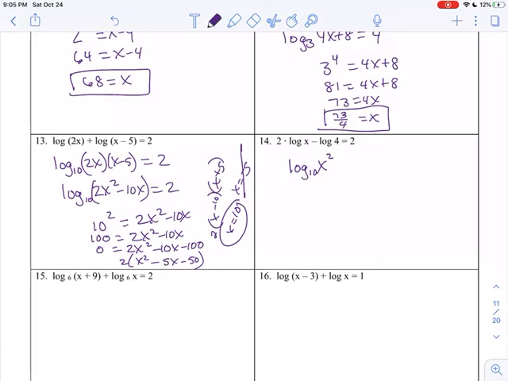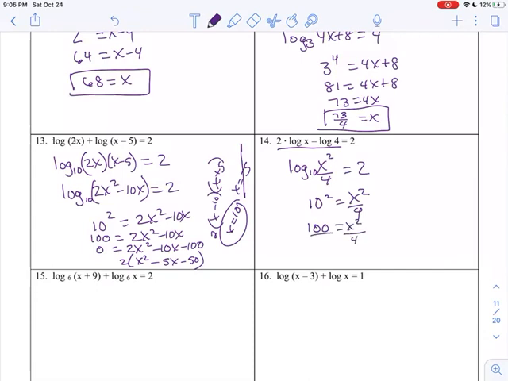All right, 14 also does not have a base, so it's going to be base 10. Log base 10 of x. I'm going to put this 2 back up there, and I'm subtracting them. I need to combine these together into one log. I need one log on the left. So that's going to be x squared divided by 4.